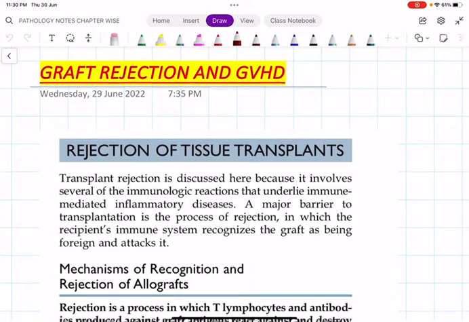Remember, transplant rejection is because of an immunological response. Because the transplant is a foreign body for our immune system, the immune system will start attacking it. So that is actually the basic, very simple mechanism behind graft rejection.